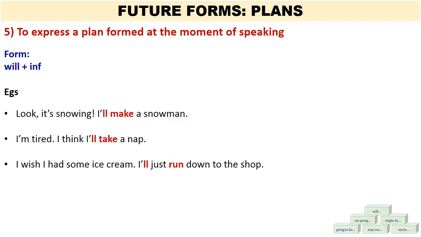Another example, I'm tired. I think I'll take a nap. So at the moment of speaking, I decide to take a nap. We use will plus the infinitive form of the verb take. One more example. I wish I had some ice cream. I'll just run down to the shop. Again, an impromptu idea, something you decide spontaneously. We use will plus the infinitive form of the verb run.